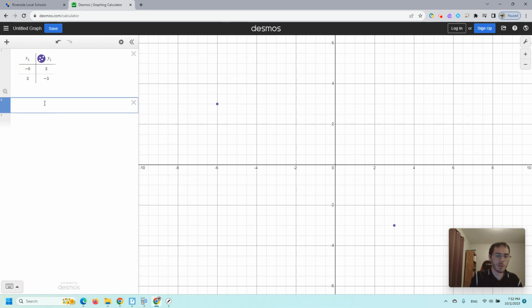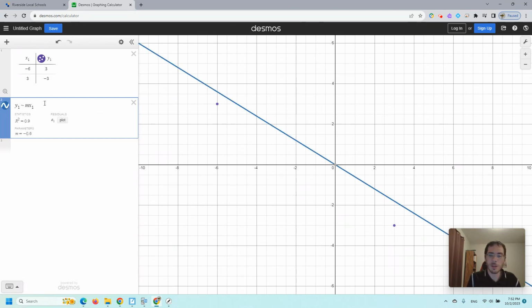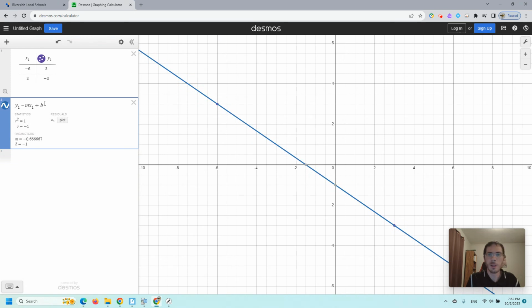And then we have to put in the code. y1 tilde mx1 plus b. There's my line. We can see I get the same thing. So I get m equals negative 0.667. I get b equals negative 1. And I can just click right there and see, all right, negative 1.5 it is.